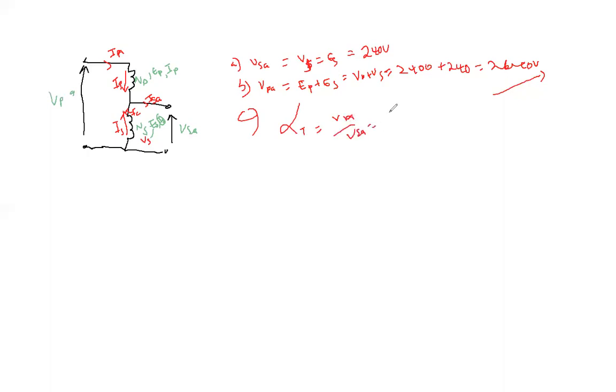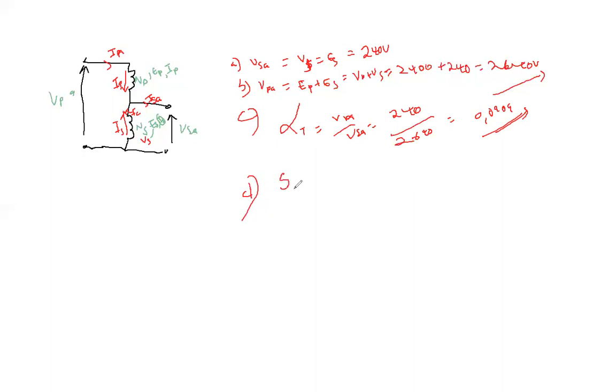The transformation ratio is just VPA over VSA. Simple. 240 divided by 2640. If you calculate this one, you get a fraction. The value is about 0.0909. That is the transformation ratio.